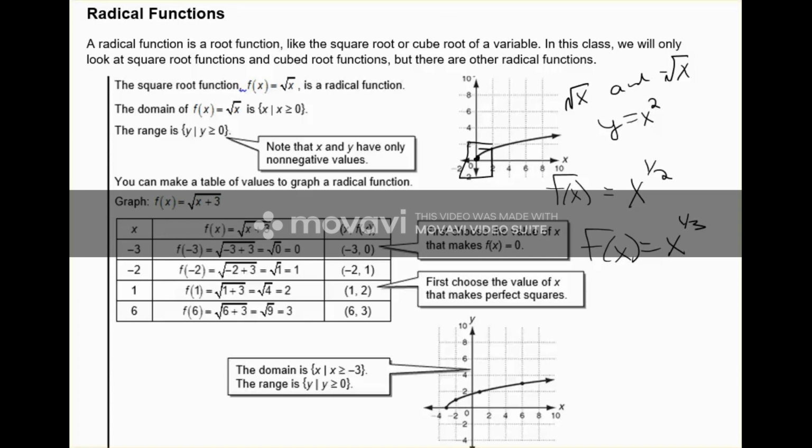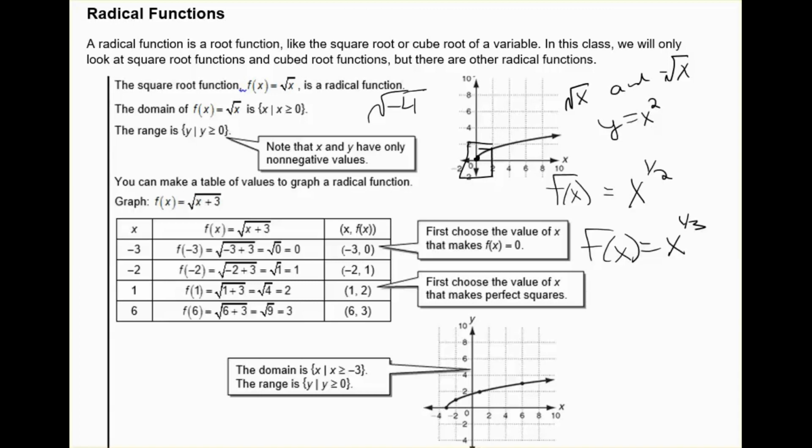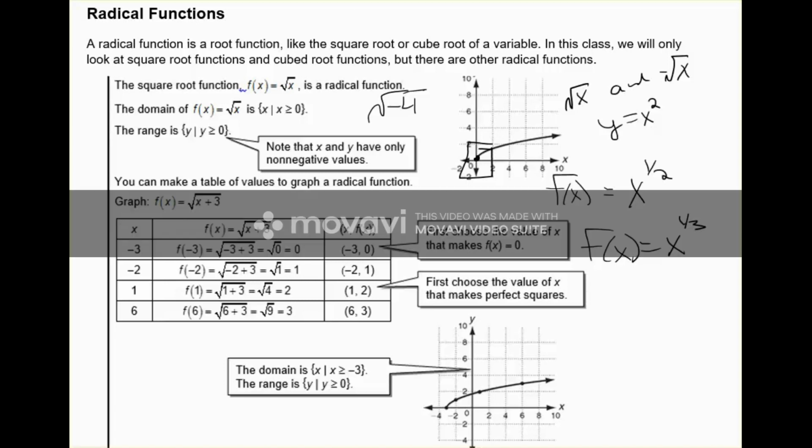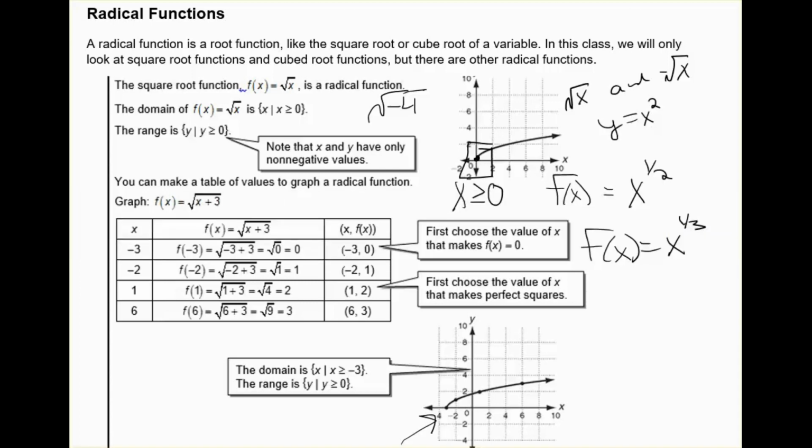And that is because we cannot put a negative number inside of a radical and get a real number out. We could get an imaginary number, but we're not going to work with imaginary numbers for this. So our domain for this would only be x is greater than or equal to 0. Now that can be adjusted if your function has been shifted left or right, then your domain will also be shifted left or right. For example, the domain in this one, you can see it right here, is x is greater than or equal to -3.